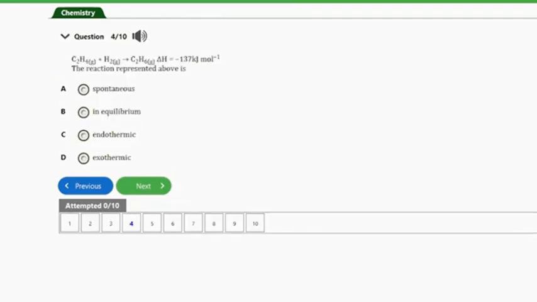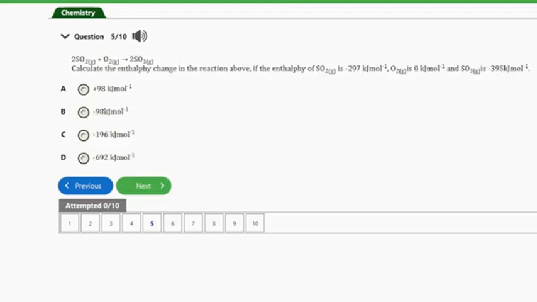Question number 4 here. It says, C2H4 in gas plus H2 in gas to yield C2H6 in gas with delta H as negative 137 kilojoules per mole. The reaction represented above is A. Spontaneous, B. In equilibrium, C. Endothermic, D. Exothermic. So guys, we've already established in the previous question that a reaction that has a negative delta H is exothermic. So guys, you don't really need to think about this one. Already, you know the answer to this question should be option D, and that's exothermic. So let's quickly check out the next question.